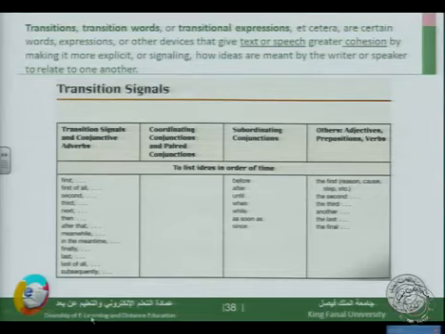And here is the chart. You can find it in the index at the end of your textbook, and it lists all the transition signals, the conjunctive adverbs, the coordinating conjunctions, the paired conjunctions, the subordinating conjunctions, and other adjectives and preposition or verb conjunctions.